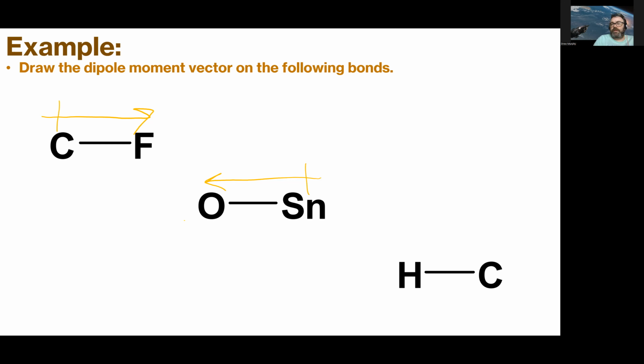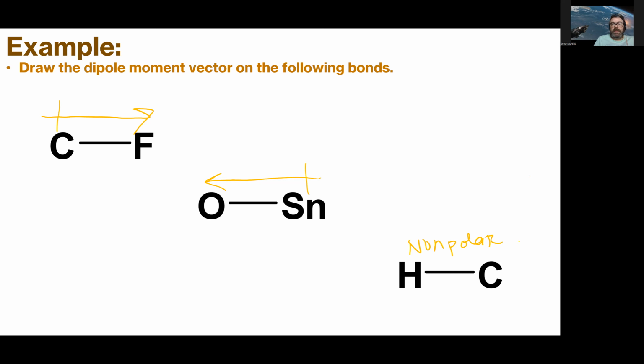If we're thinking about hydrogen and carbon, they are very, very similar. Hydrogen and carbon is one of our non-polar cases. And I just realized I forgot to stress something. So there's no dipole moment vector for this. I'm going to label it as non-polar.